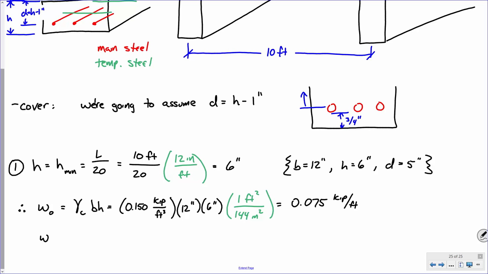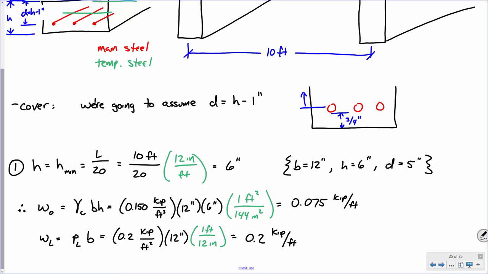So WL is the pressure load times B, which is 200 pounds per square foot. Could I say 0.2 kips per square foot? Would that be a fair point? And I multiply that times 12 inches, and 1 foot is 12 inches. I'm going to really struggle with this math here, but I think it's 0.2 kips per foot. Did I do that right?